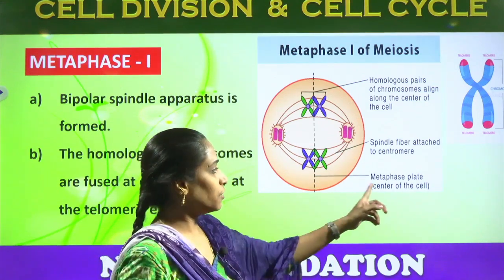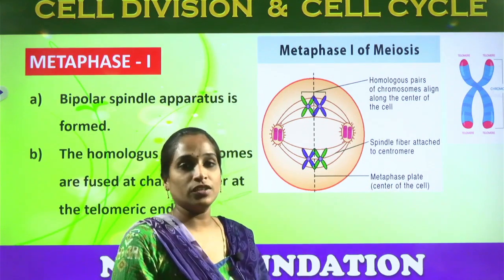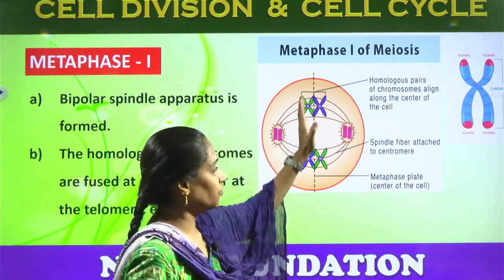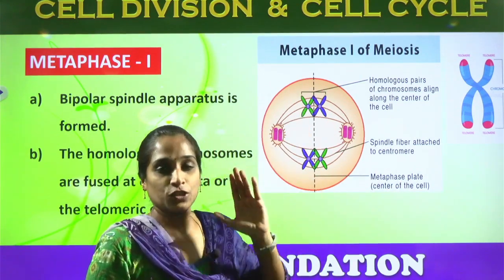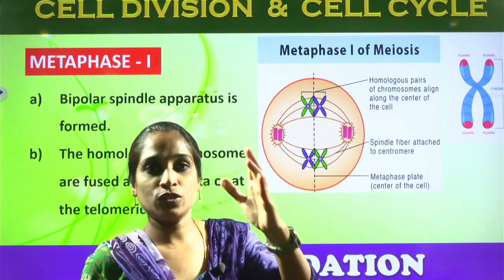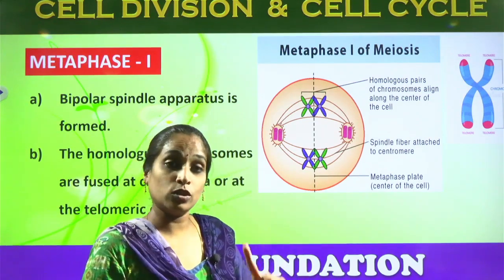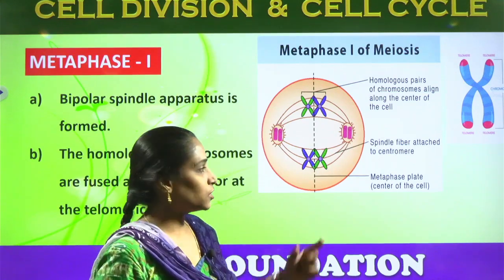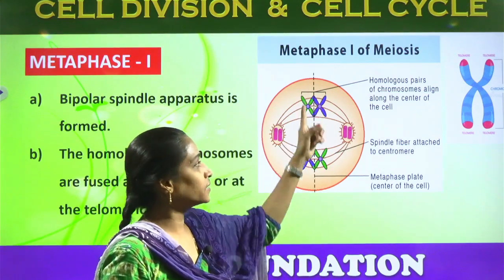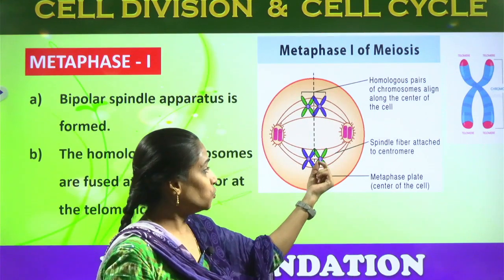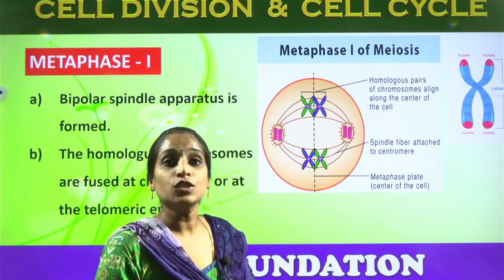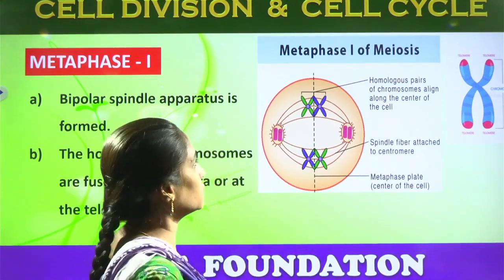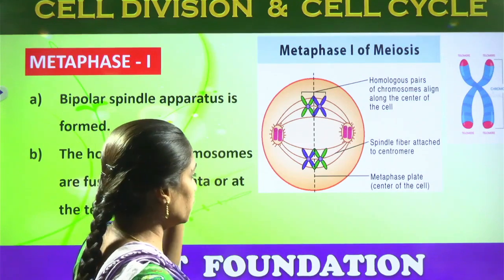So here is the metaphase plate, the center of the cell. This plate plays a very major role in holding the spindle fibers towards the centromeres and also the chiasmata exactly near the terminal regions. The chiasmata are occurring exactly at the plate, and the centromeres are held by the spindle fibers. So this occurs in metaphase 1 of meiosis 1.